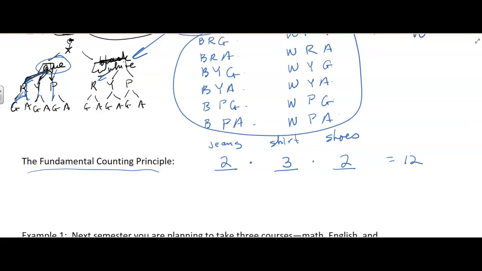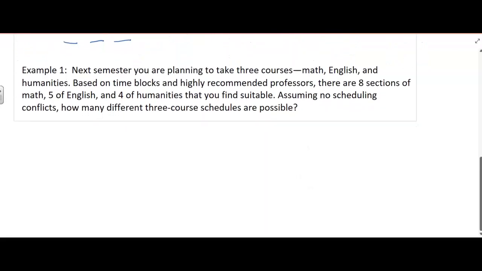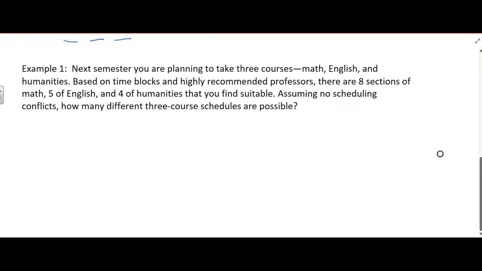Okay, so it all has to do with choices. Like you have events and you say, how many ways can one event occur? And then a second event, and then a third event. So our events here, we were picking out jeans, we were picking out a shirt, we were picking out shoes. How many different ways can that occur? Okay, this is called the fundamental counting principle, and we just multiply those up. Now, what's interesting on these problems in this section, they're really long to type up, but the work is really short. Okay, so next semester you're planning to take 3 courses.